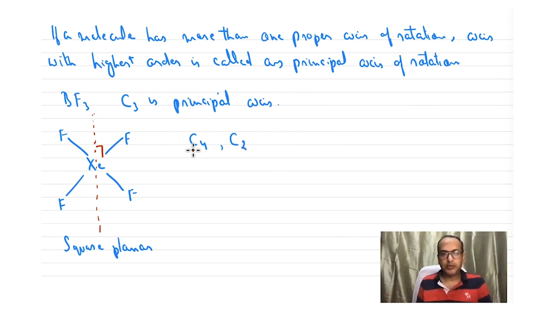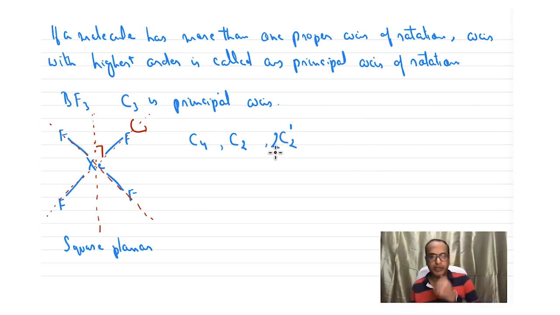Okay, so we will try to work it out. Now, in addition to that, if you see, there would be one C2 axis, which is actually passing through the F-Xe-F bond, right? So this will be C2 prime, and there will be two such axes because there are two such stretches. So there will be one more like this. So we can write down over here two C2 prime, right?